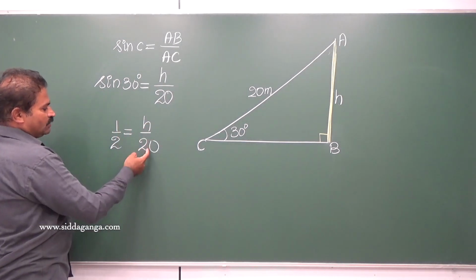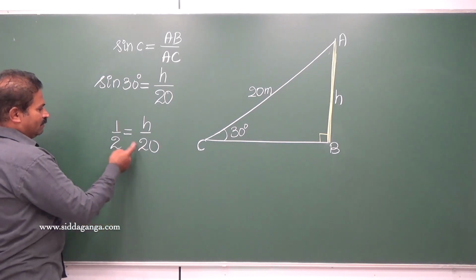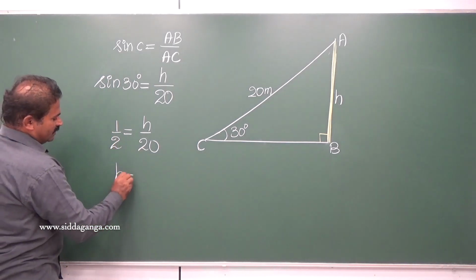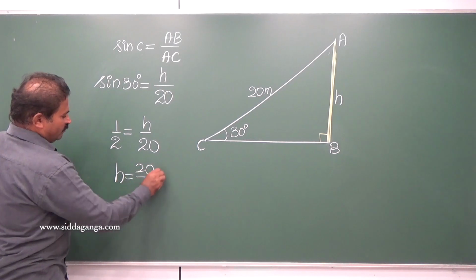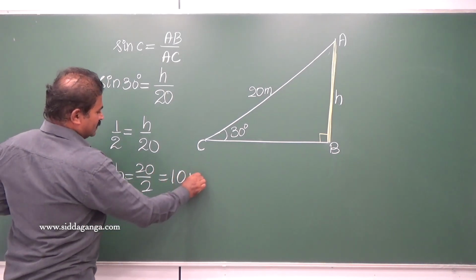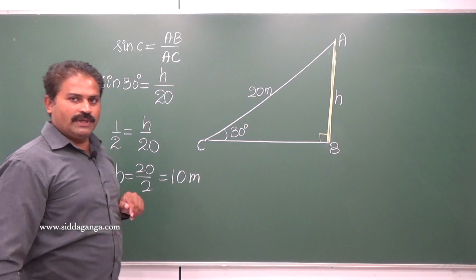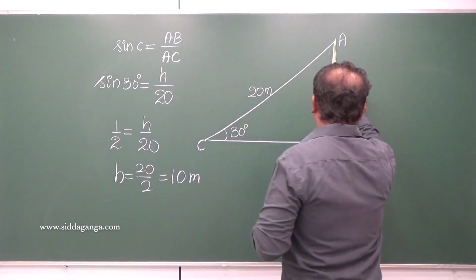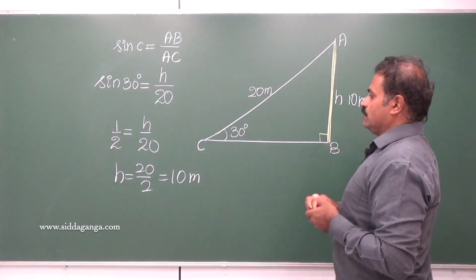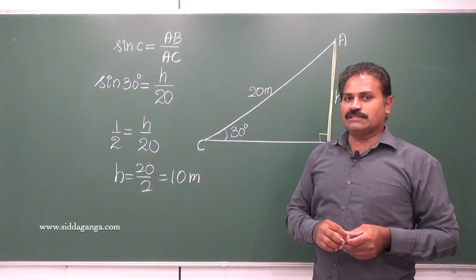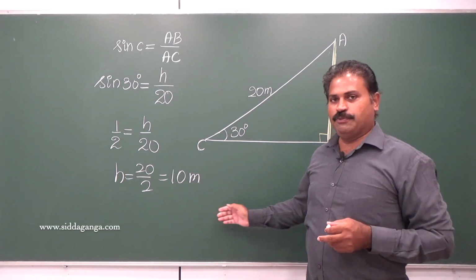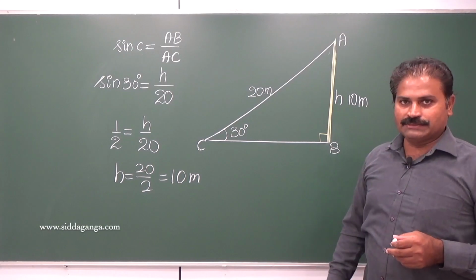So you need H, you can shift 20 here. So it becomes 20 divided by 2. So H is equal to 20 by 2, which is equal to 10 meters. And the height of the pole is going to be 10 meters, as I said. So these are asked in sentences. Your final answer should be in a sentence. The height of the pole is 10 meters.